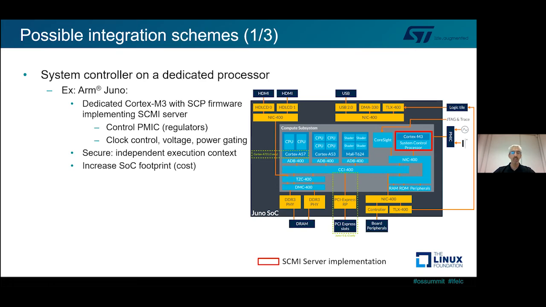So let's discuss now how to manage the SCMI server inside a SoC implementation. The first scheme is the real one given by ARM, a reference implementation, which uses a dedicated processor. The example here is the Juno platform, which dedicates a Cortex-M3 with the SCP firmware implementing this SCMI server. The SCP firmware is now an open source firmware implementing the SCMI, based on the specification. So this is the reference platform and reference implementation.